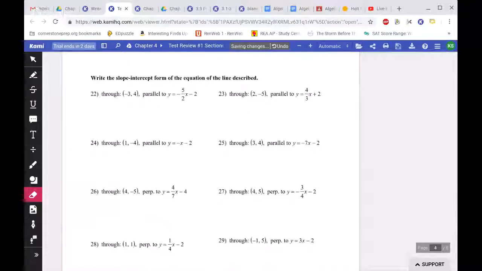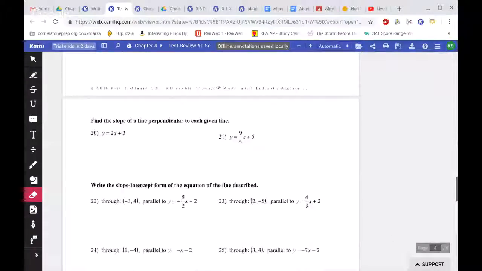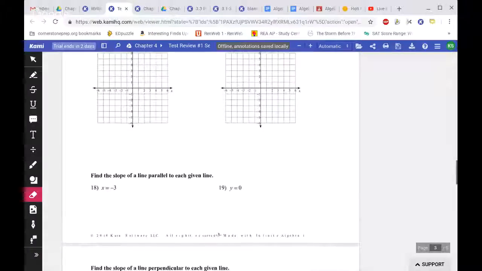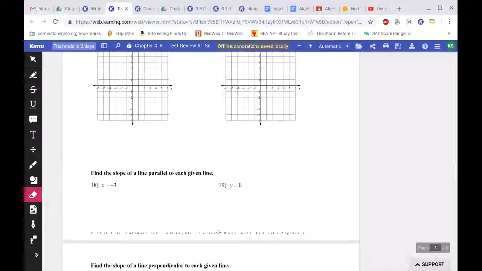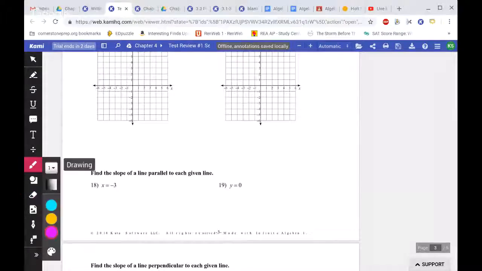22 through 29? Yes, ma'am. Is there any in between there that anyone wants help with? How did she cover number 18 and 19? Who can tell me what kind of line number 18 is? Undefined. The slope, yes, it is undefined. Good job, Grayson.